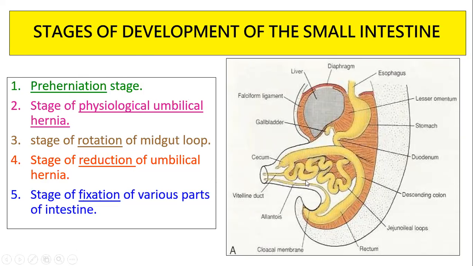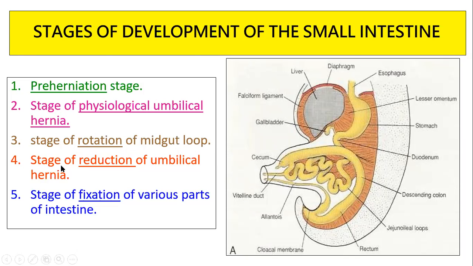Then the second stage is the stage of physiological umbilical hernia. In the second stage, all the intestinal contents will come out through the umbilicus. This is normal, that's why it's called physiological. It is not pathological. Then the third stage is the rotation of the midgut loop. As we have seen, the stomach rotates, the duodenum rotates, and the whole of the midgut will come out of the abdomen and rotate.